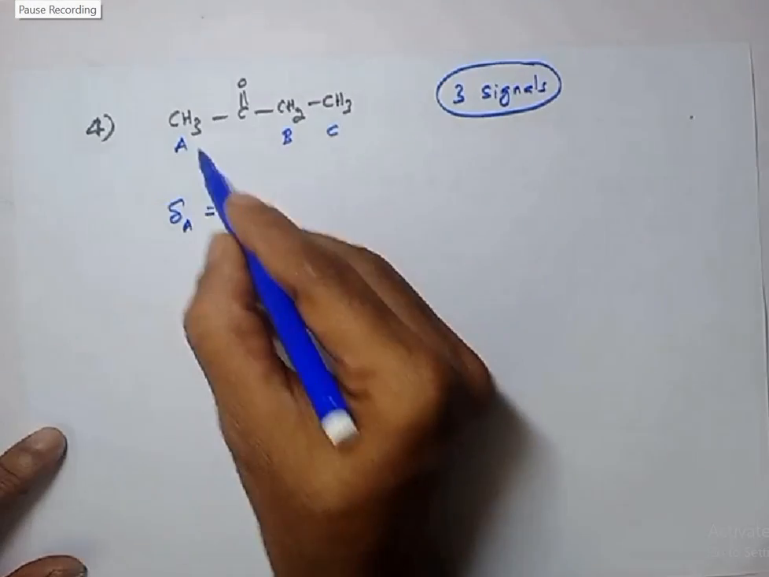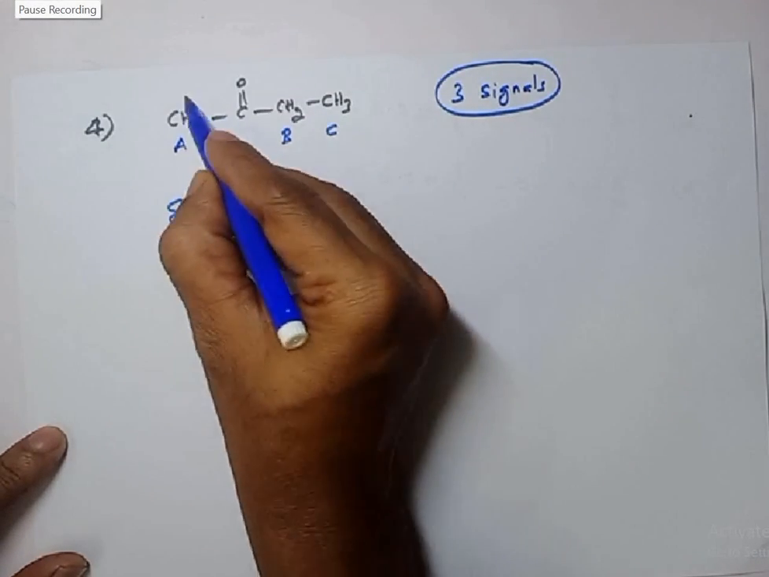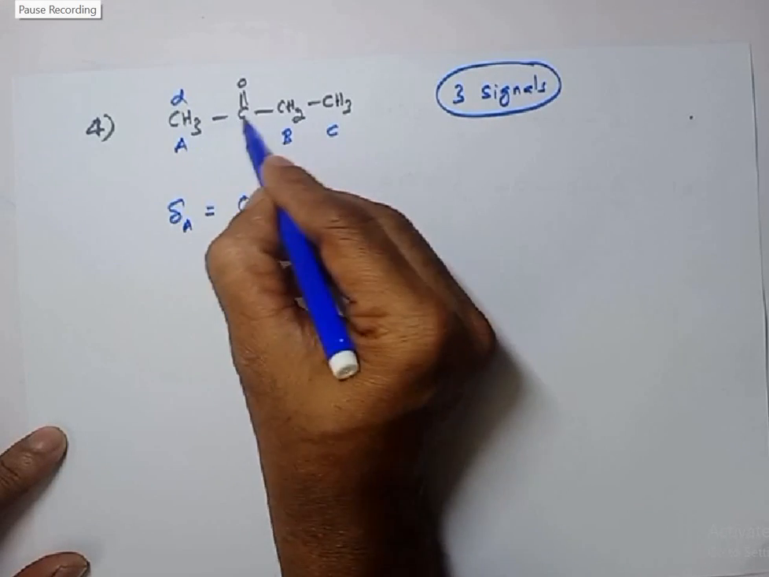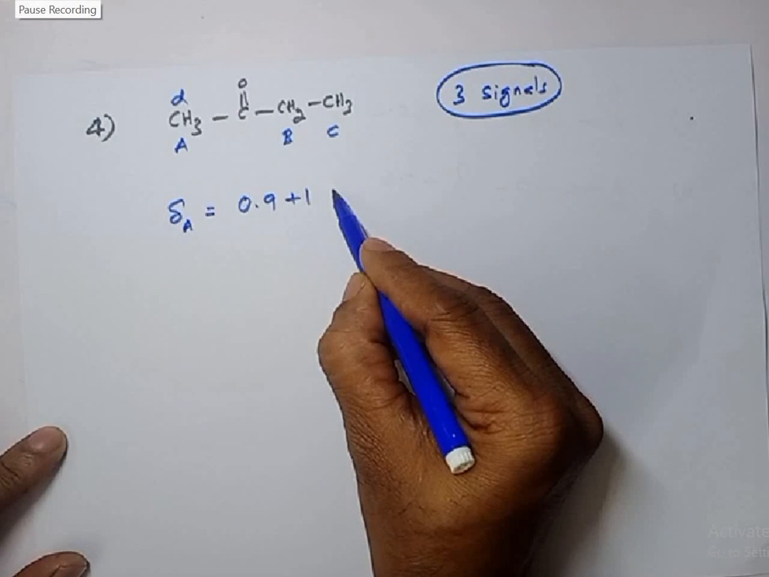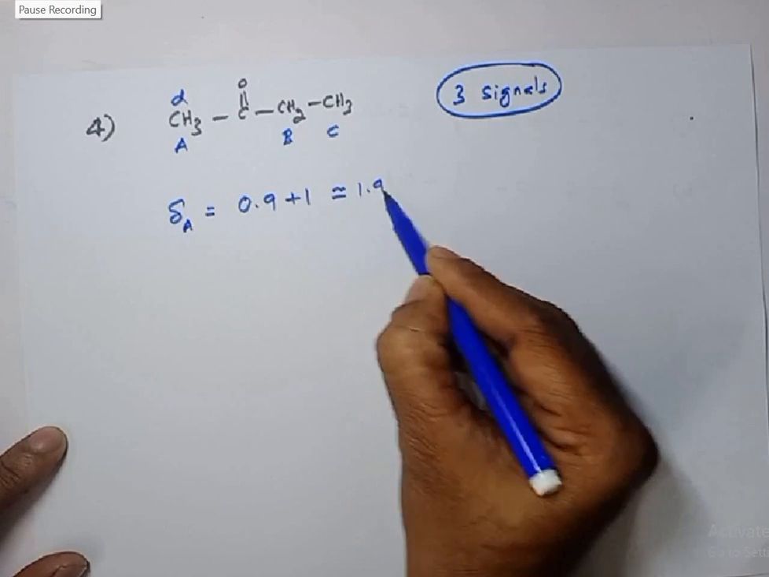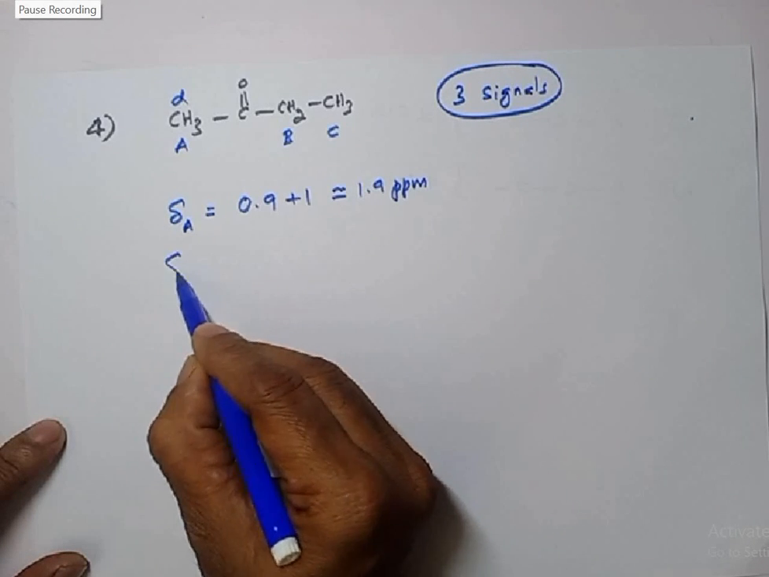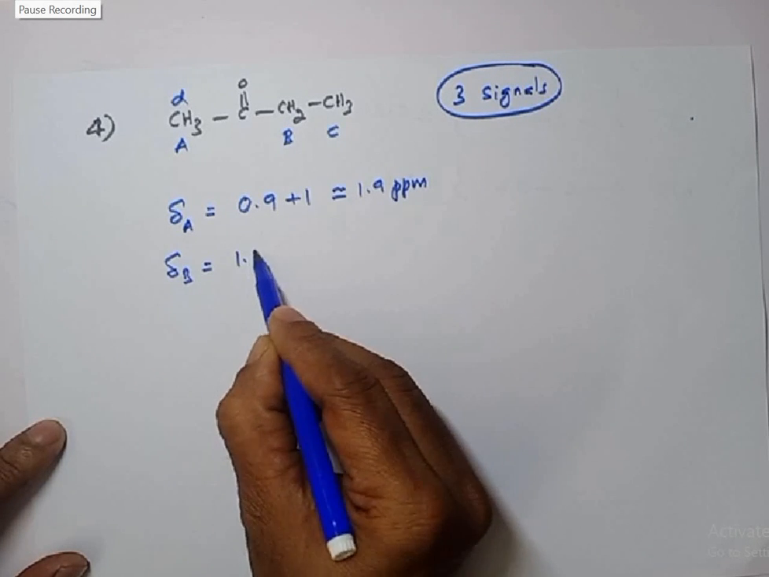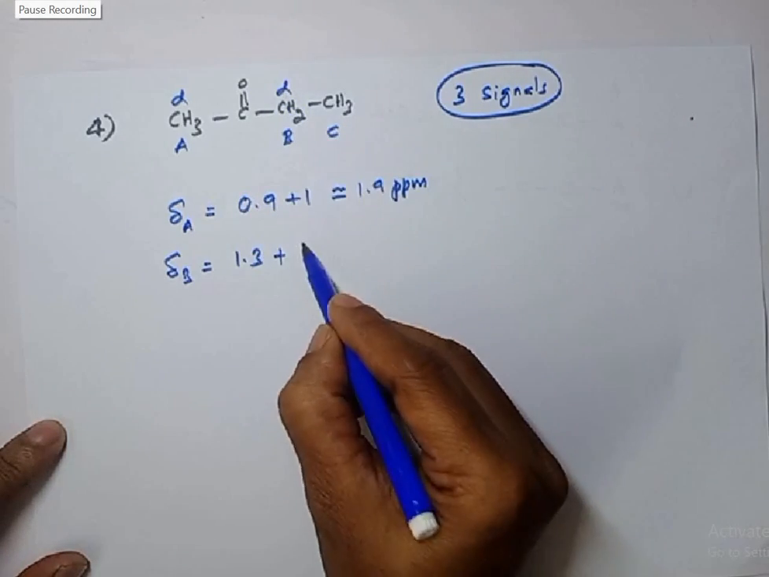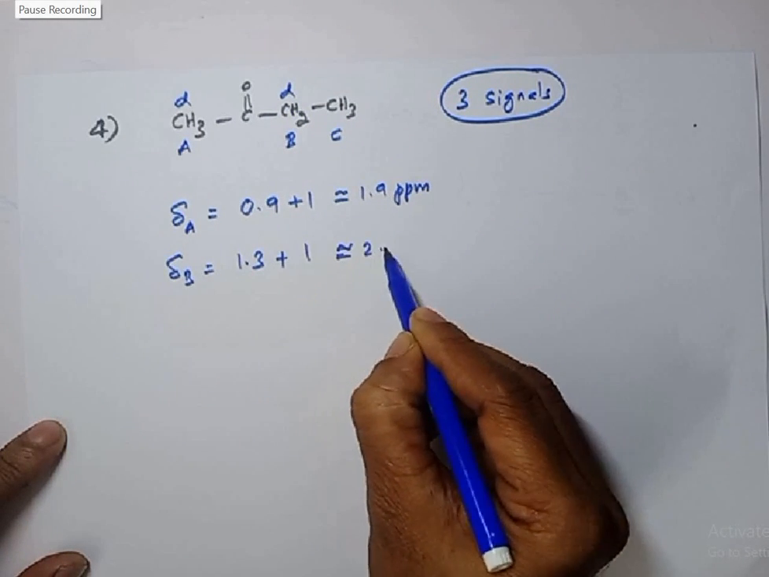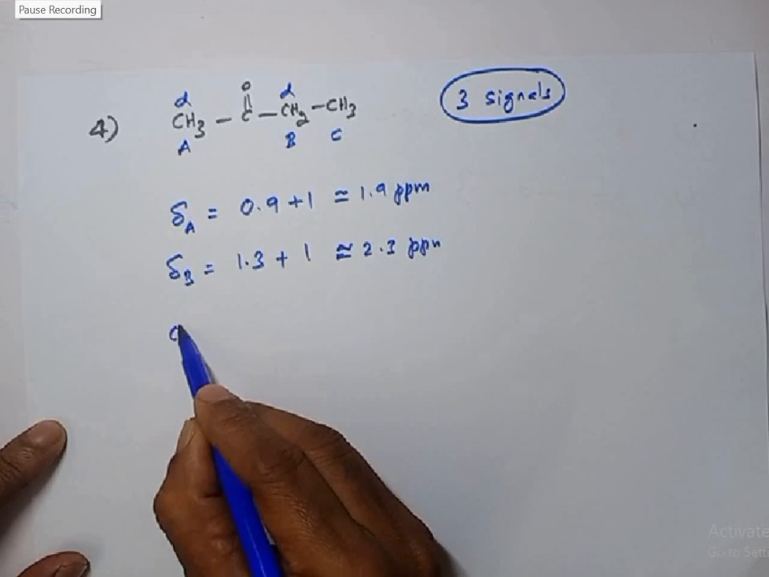Why? Because for a methyl group, the general value is 0.9. Now, the methyl group is alpha to the carbonyl, therefore we should add a value of 1. So the rough value is 1.9 ppm for the A proton. Okay, what about the B proton? For the B proton, the common value is 1.3, and this is alpha to the carbonyl group, right? So add 2.3 ppm. Very good. What about this methyl?